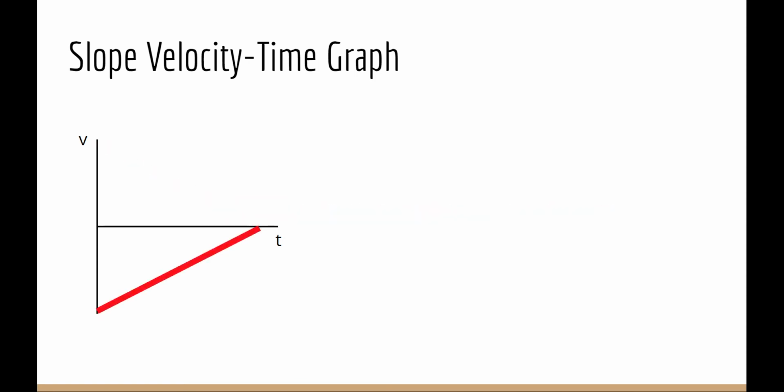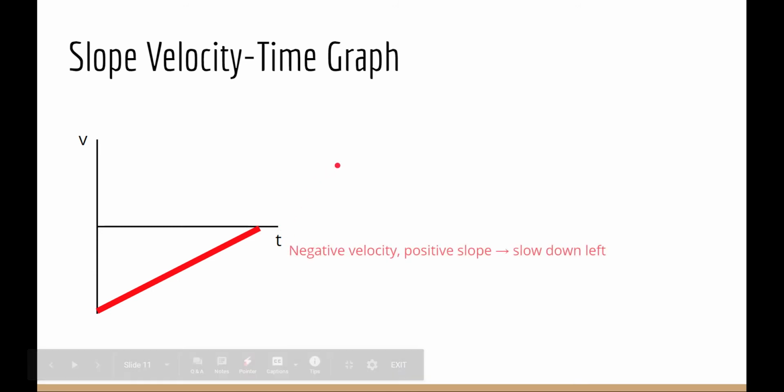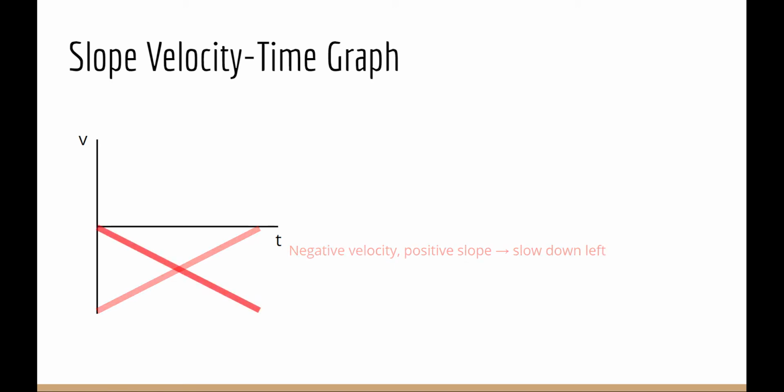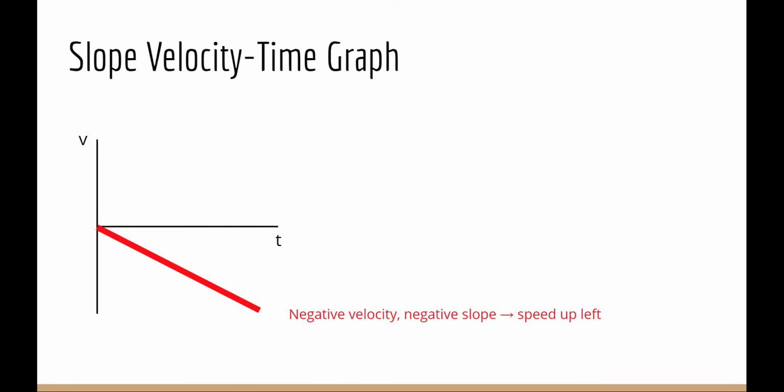Now if we look at this object, it has a negative velocity that gets closer to 0. So this negative velocity here tells us it's moving left. Getting closer to 0 means it's slowing down. So when we put a negative velocity with a positive slope, this is now slowing down, going to the left. And the last combination we can have is an object that starts at rest, so starts with 0 velocity, and ends with a big negative velocity, so this object is speeding up to the left. When we have a negative velocity with a negative slope, it's speeding up to the left.